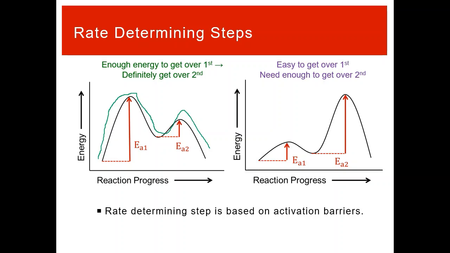And so what you really need is something that is really fast for the first one and then can make it over the second one, because you really need to care about making it over that second barrier. So wherever the highest barrier is going to be rate determining. It doesn't matter if you can make it over the first low barrier, or if you can make it over the first high one, anything after that high peak is going to be easy to get over.